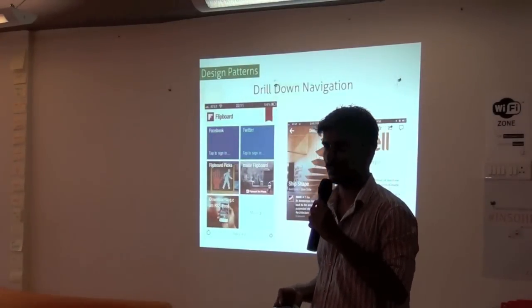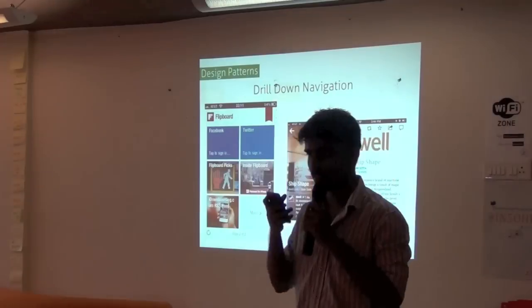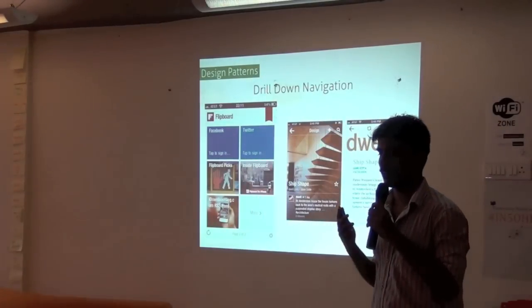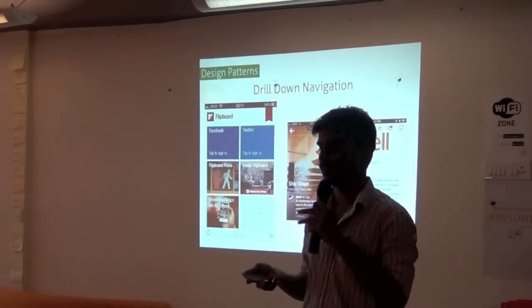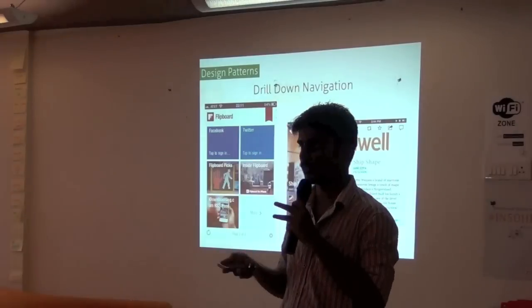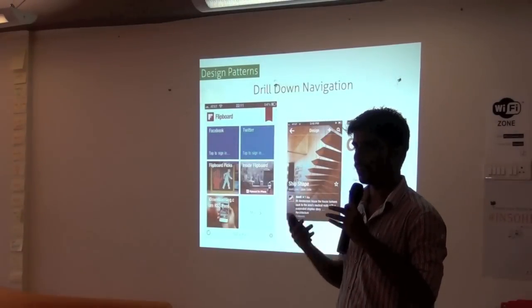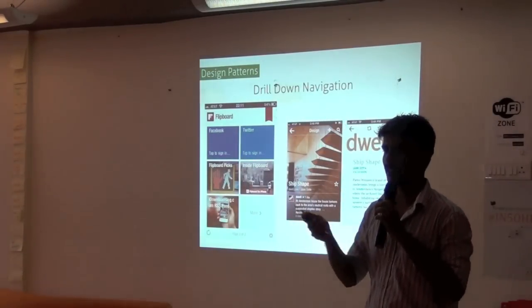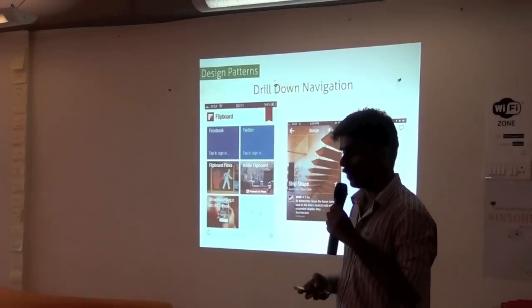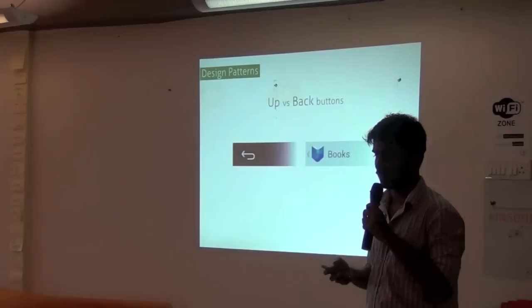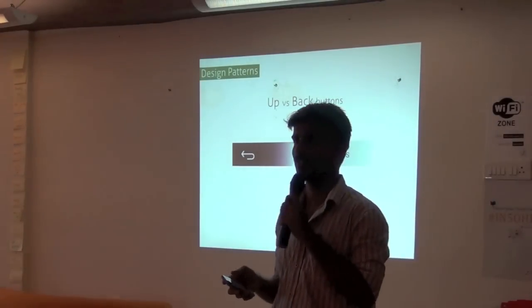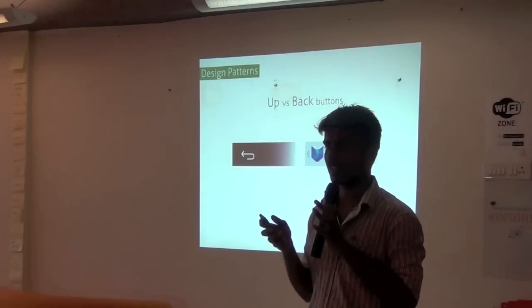And this is drill down, a good example is Flipboard, which uses it. Click on any news and it goes down deep inside. You click again, it goes deeper inside. Then in order to come back, you click your back icon and it comes back one by one, stack by stack. So this is one type of navigation. These are all just ideas that you can use for your apps to build a better, handsome app.